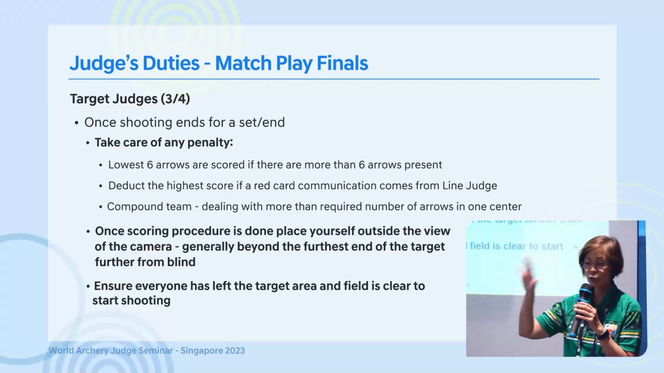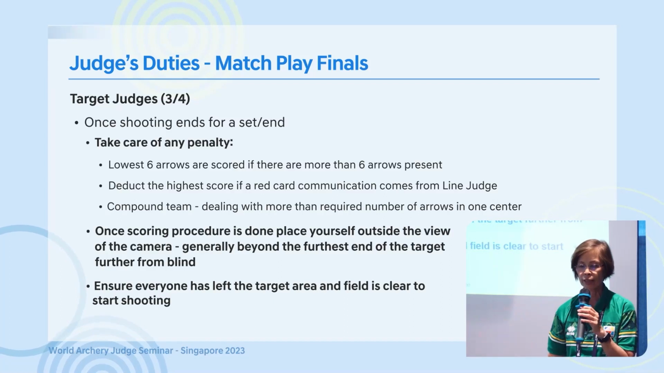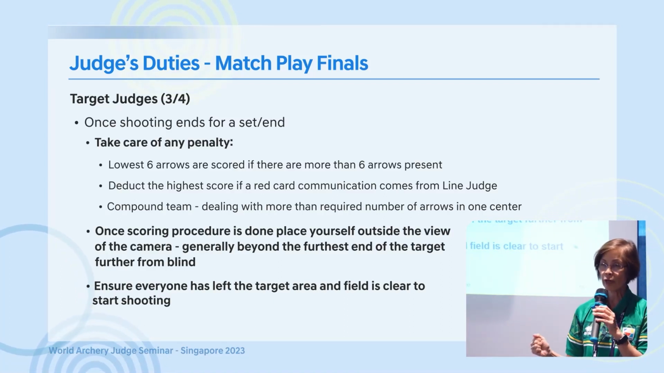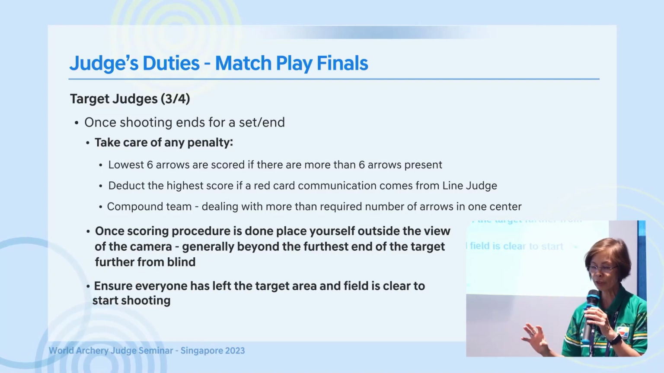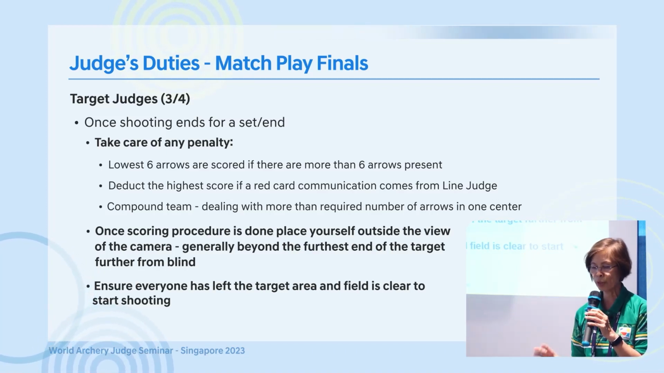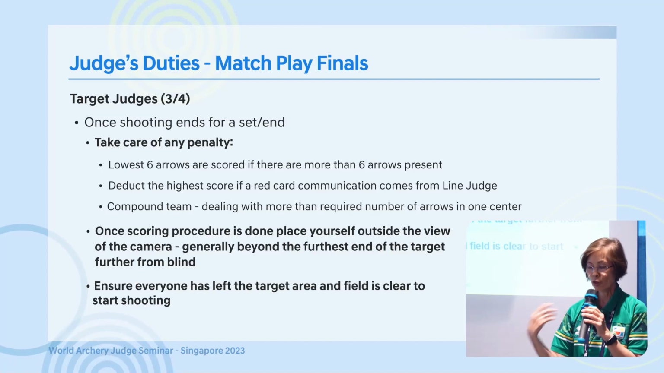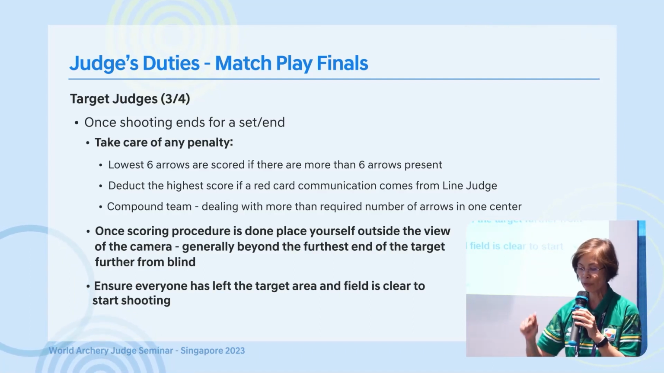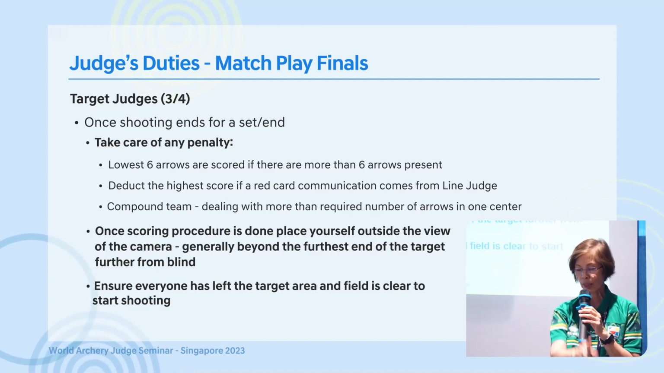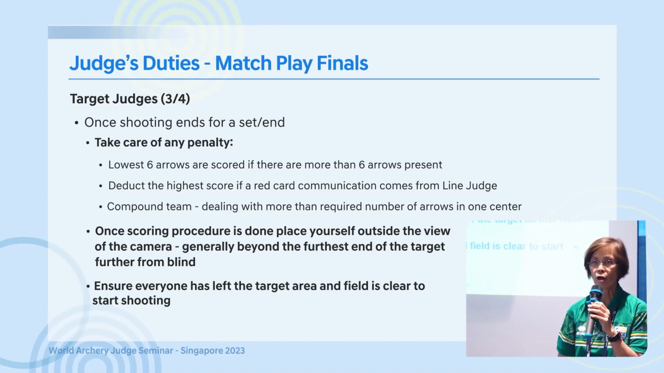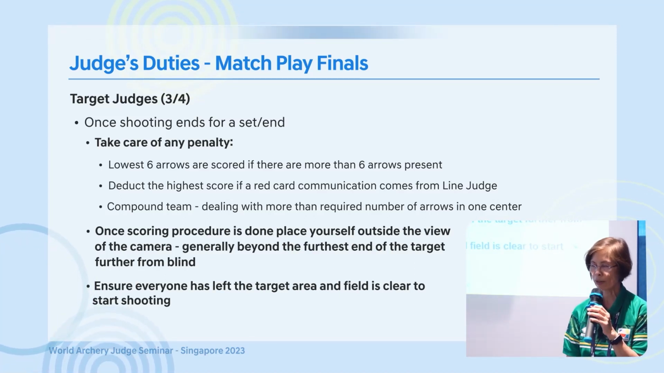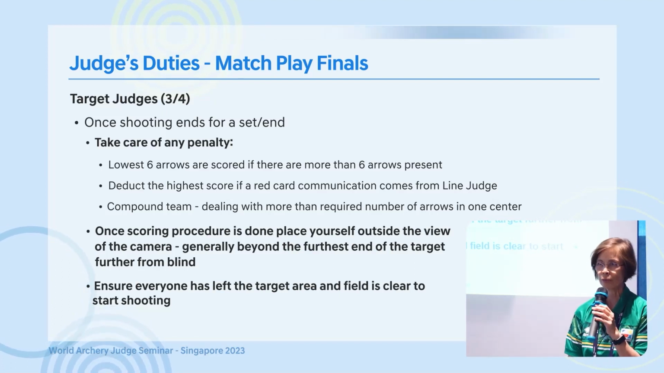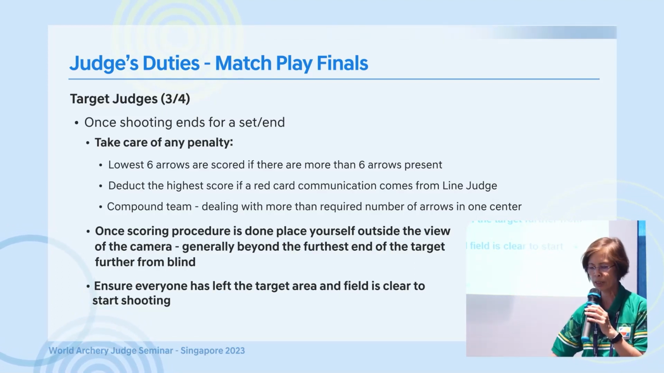Okay, now once the shooting ends for a set or an end, you have to take care of any penalty. The lowest 6 arrows are scored if there are more than 6 arrows present. You also deduct the highest score if a red card communication comes from the line judge. And in the compound team, you deal with more than the required number of arrows in one center. So we did that exercise here.